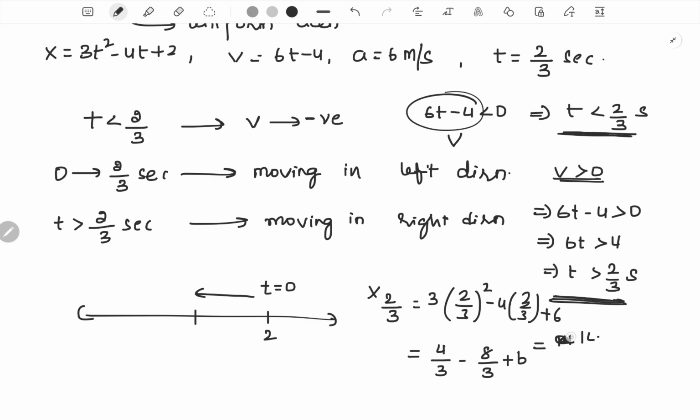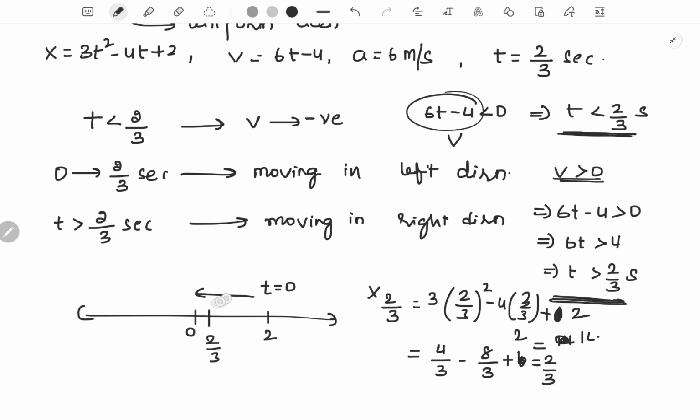Just 1 second. I made a small mistake here. This is supposed to be 2, not 6. Then we would get it as minus 4 by 3 plus 2, which would be 2 by 3. So it would move in the left direction until 2 by 3 units.